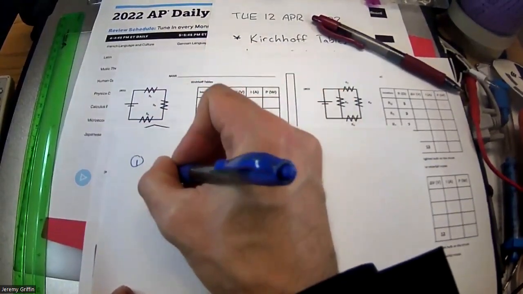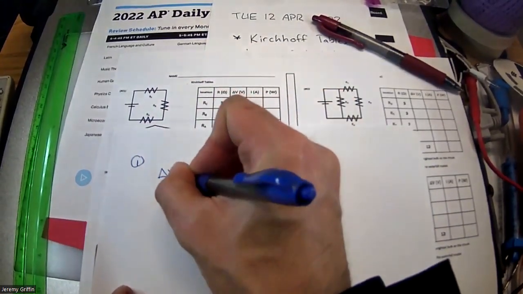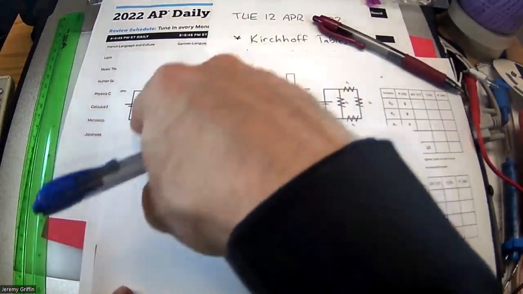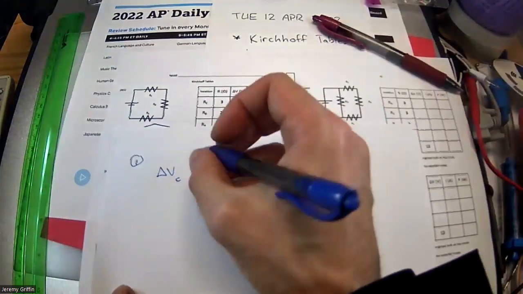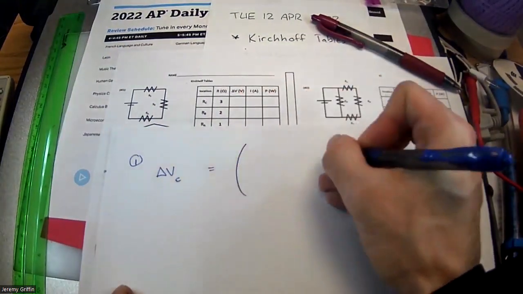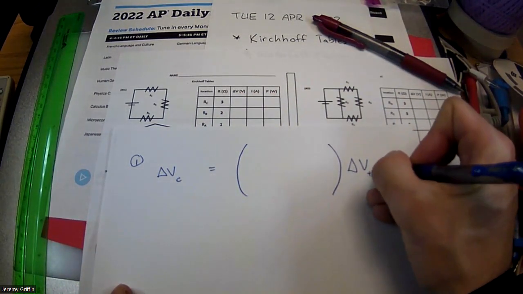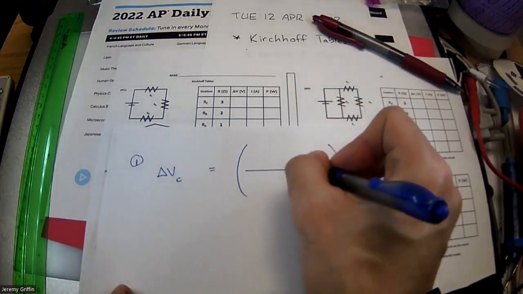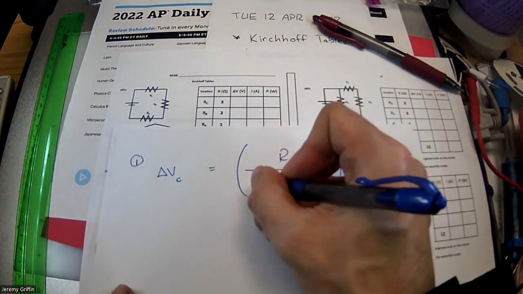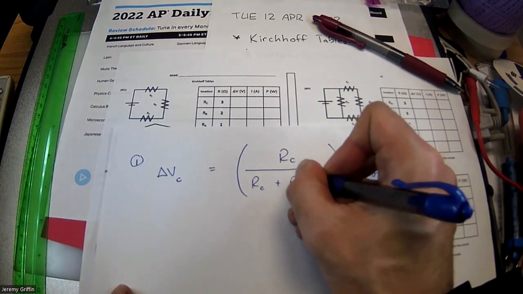Number 1, what's the voltage drop across resistor C? I'm going to go CBA. I'm going clockwise, like flow of positive charge. Well, that would be some ratio of the total voltage drop, or maybe supplied by the battery. I'm going to go resistor C over RC plus RB plus RA.